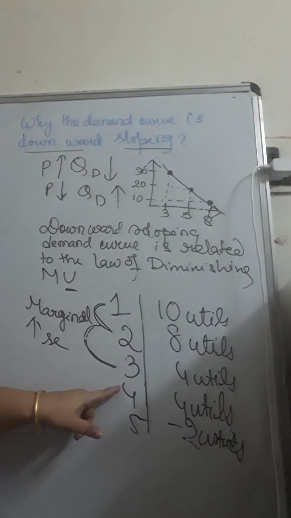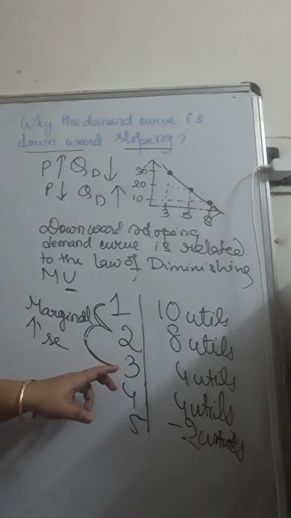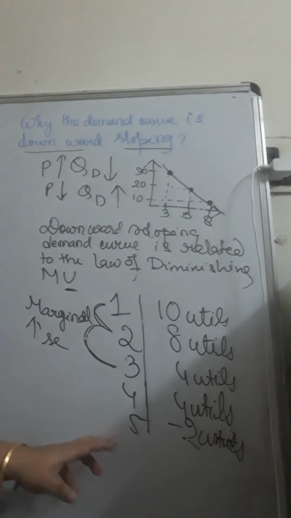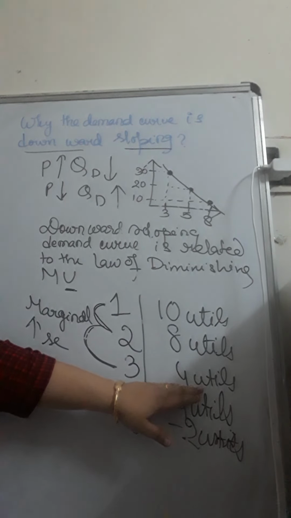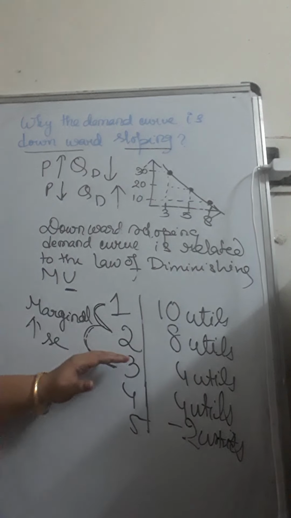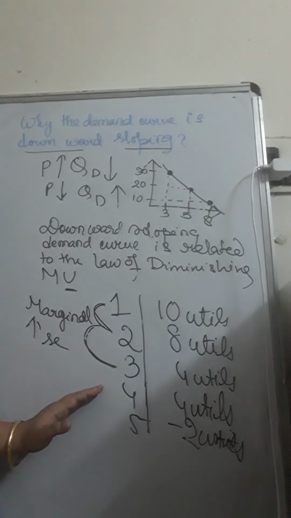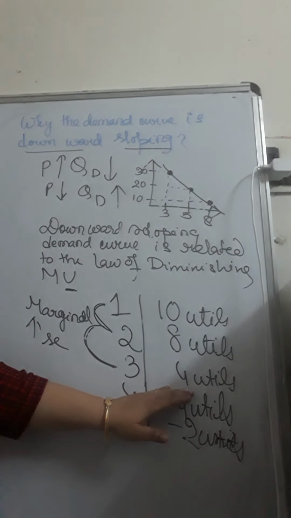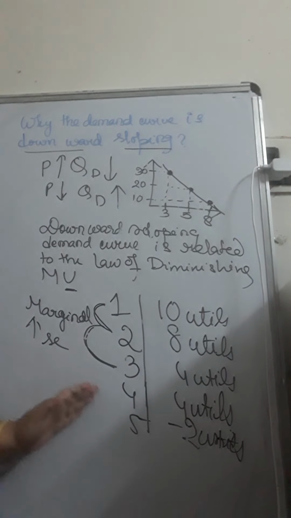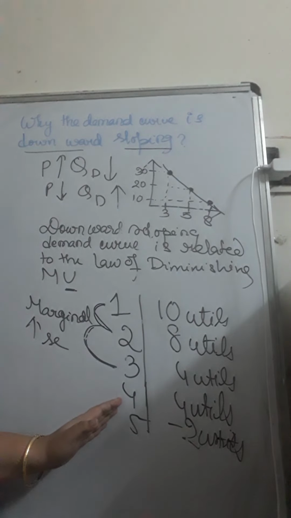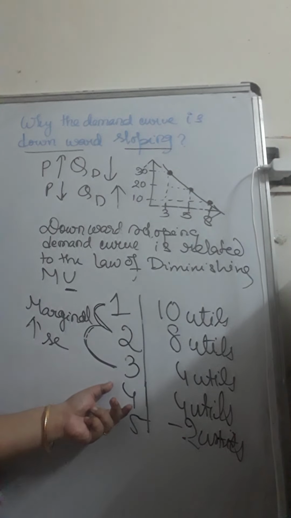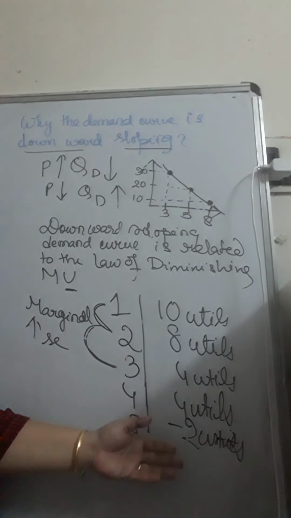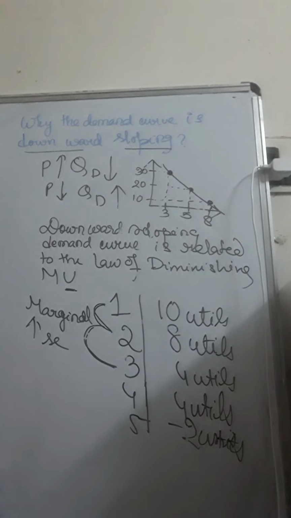When you have the third glass, while you are having, still you feel that no, I am not satisfied, I can have 1 more glass of water. That is giving you 4 units, so almost half. So when you marginally add 1 more glass, your utility again decreases. And when you are adding the 4th glass of water, the utility remains same. That means the 4th glass is not adding to your utility. It is not giving any utility.